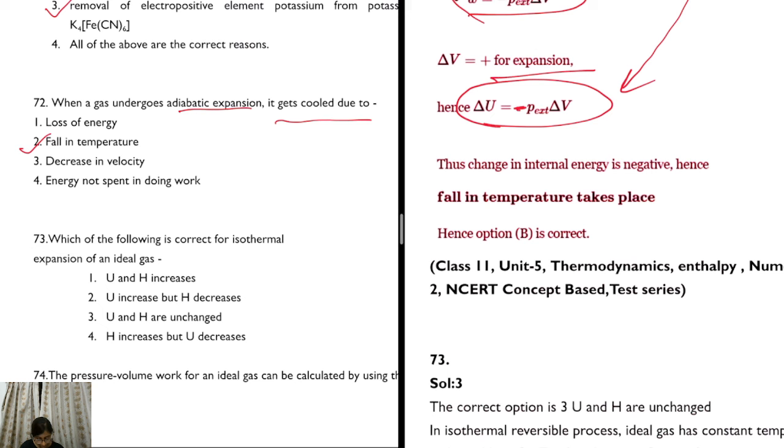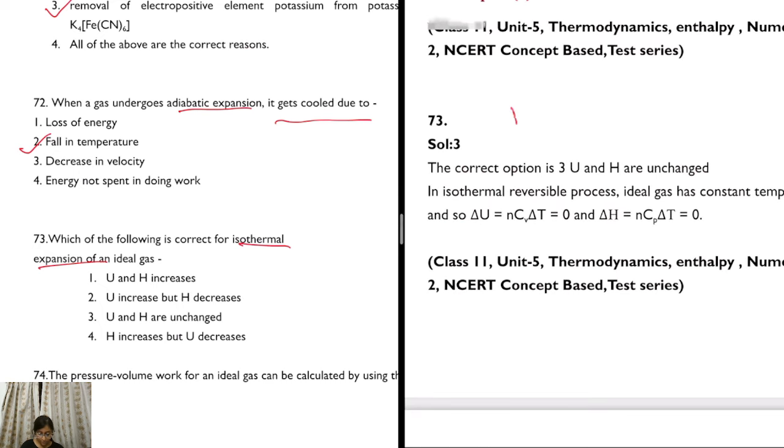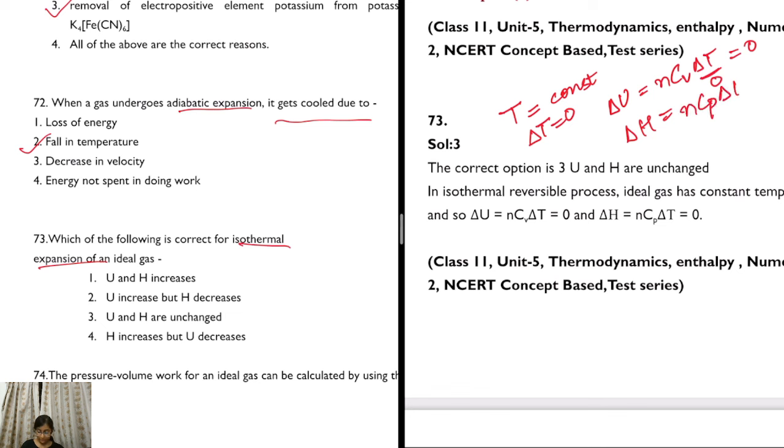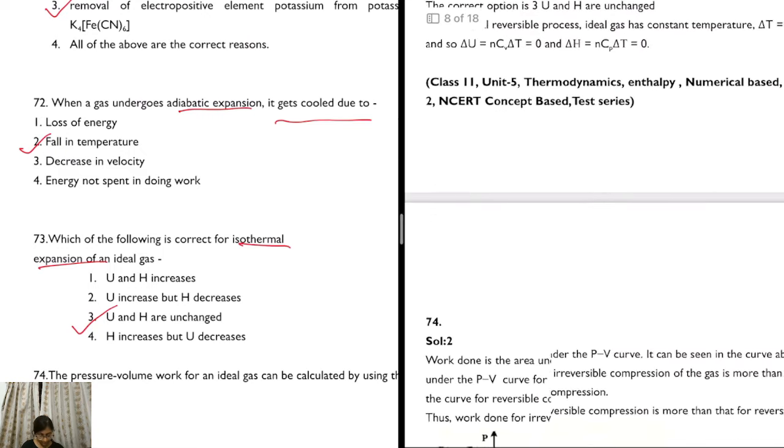Which of the following is correct for isothermal expansion of an ideal gas? See, for isothermal expansion, if any process is isothermal, then T would be constant. That is, delta T would be 0. Now we know that the delta U formula is n Cv delta T. Therefore, if this is 0, then the whole will be 0. And similarly for delta H, it would be 0. Therefore, these are unchanged. Now let's see the next question.